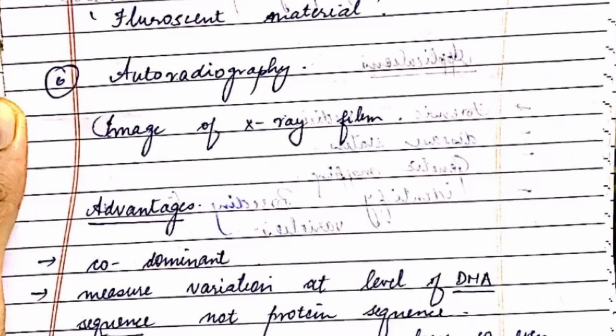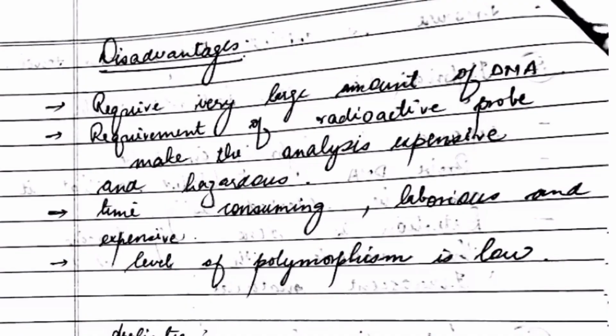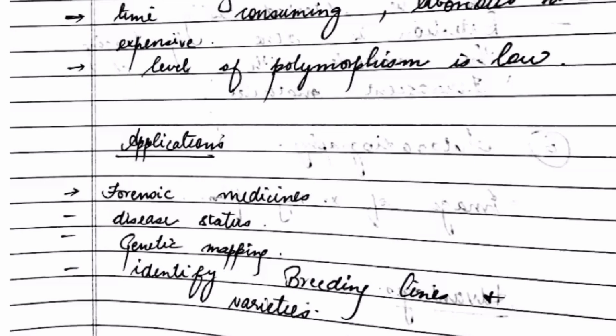It has various advantages, disadvantages, and applications. Advantages: it is a codominant marker, it needs high quality DNA, and helps to study phylogenetic relationships. The disadvantages include that it requires a very large amount of DNA, it is expensive, time consuming and laborious. And the applications are that it can be used in forensic medicine, disease status studies, and identifying breeding lines of varieties.